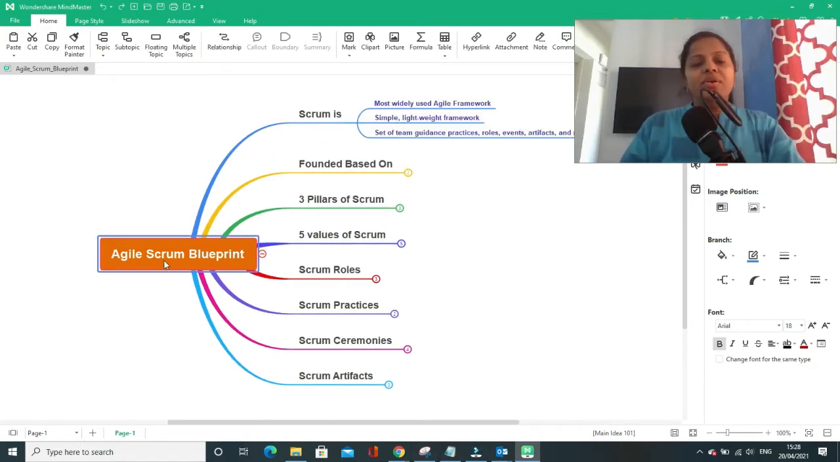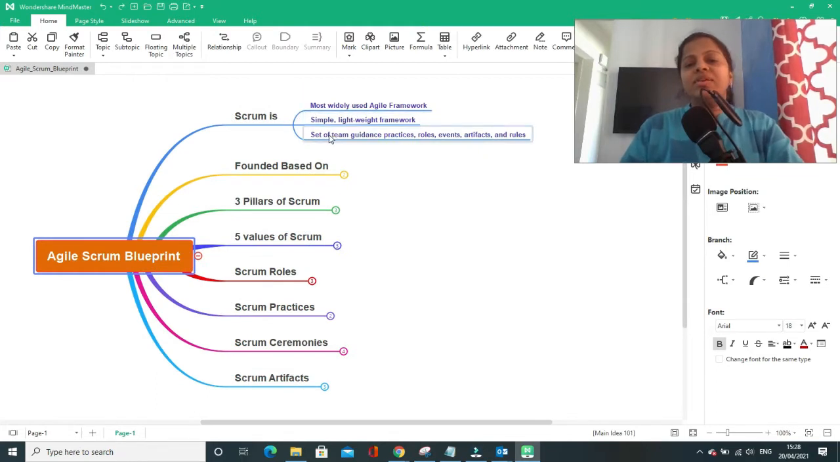First of all, we already know that Scrum is a set of practices, roles, events, artifacts, and rules. And Scrum is the most widely used agile framework in the IT industry. It is a very simple and lightweight framework because the principles, the values, the practices, and the events are not very difficult to implement. You can easily implement them. But it will require a lot of discipline in the team to get that mindset and to stick to the rules.